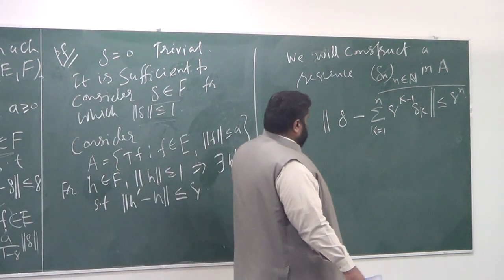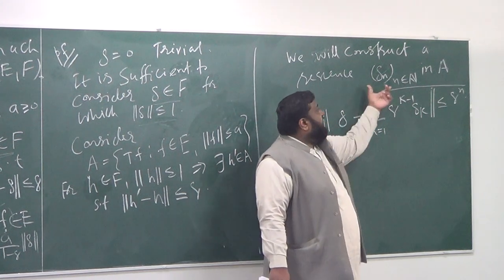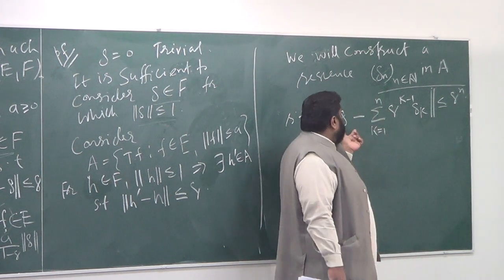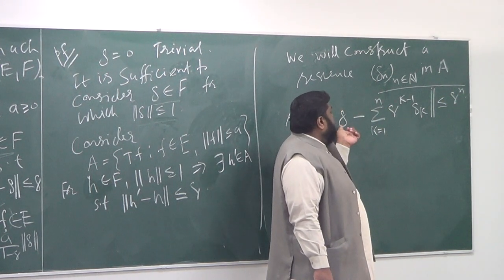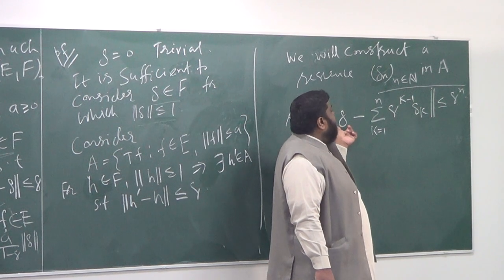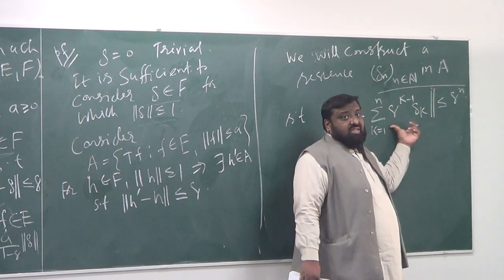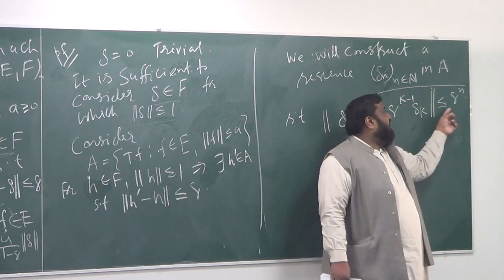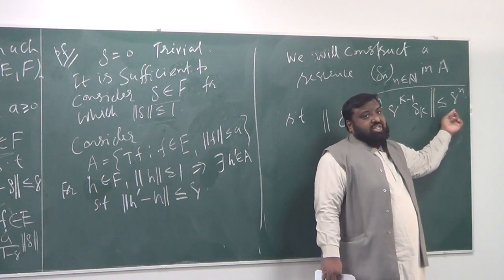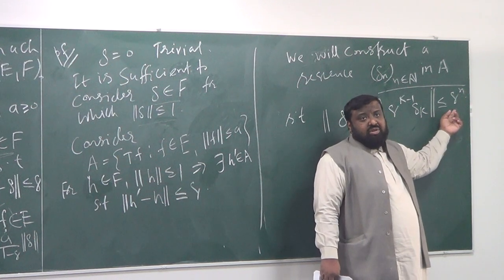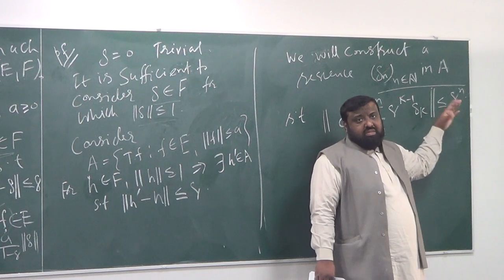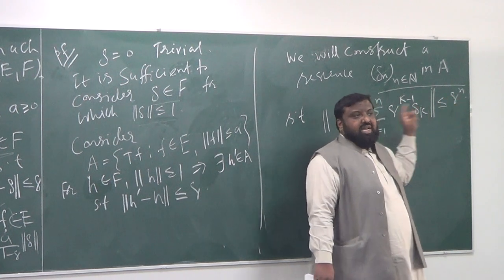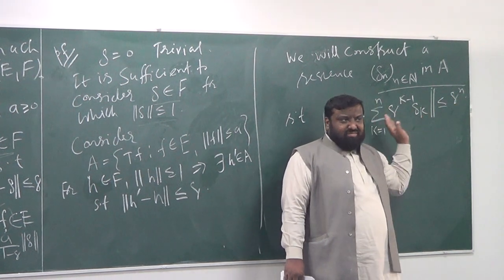So in other words, for every G, I can find a sequence in A such that G can be approximated by such partial sums, and by such a number. Just think about it. If q is a smaller number between 0 and 1, then q raised to n is even smaller.